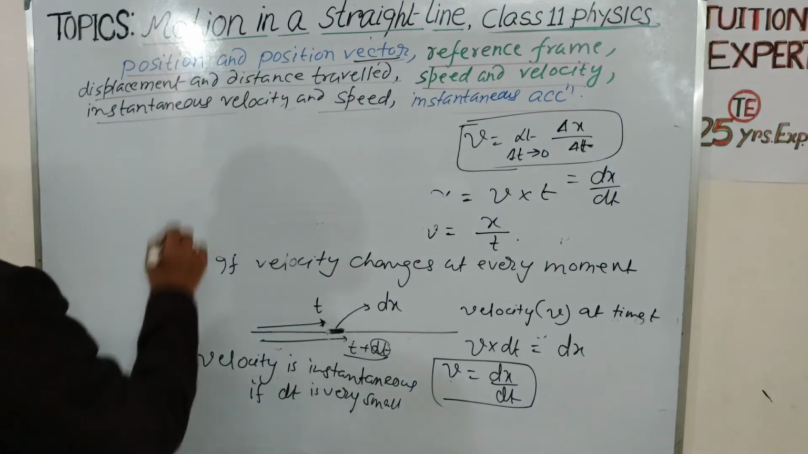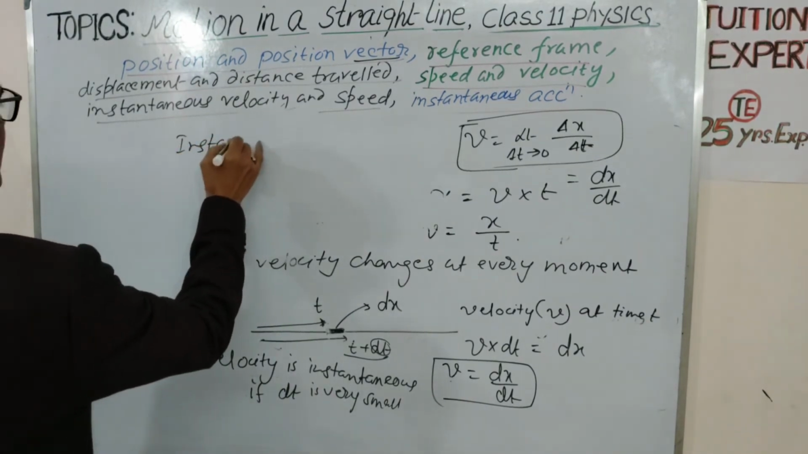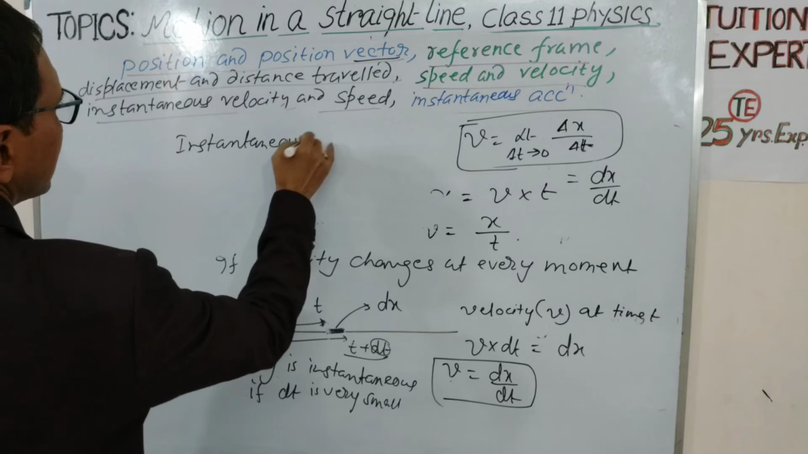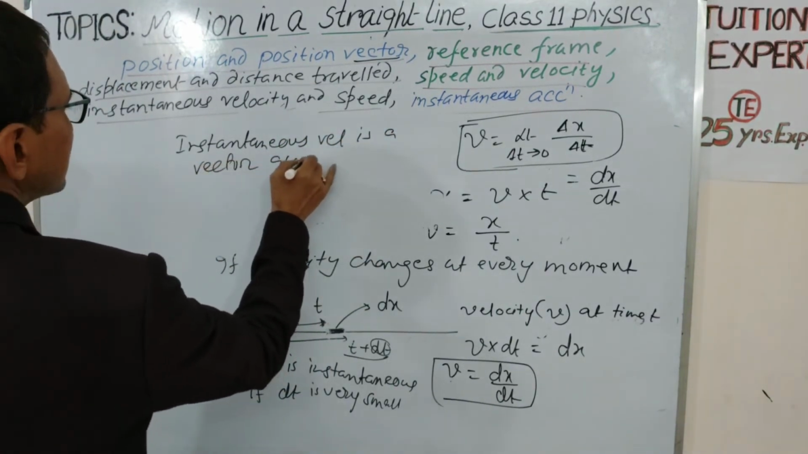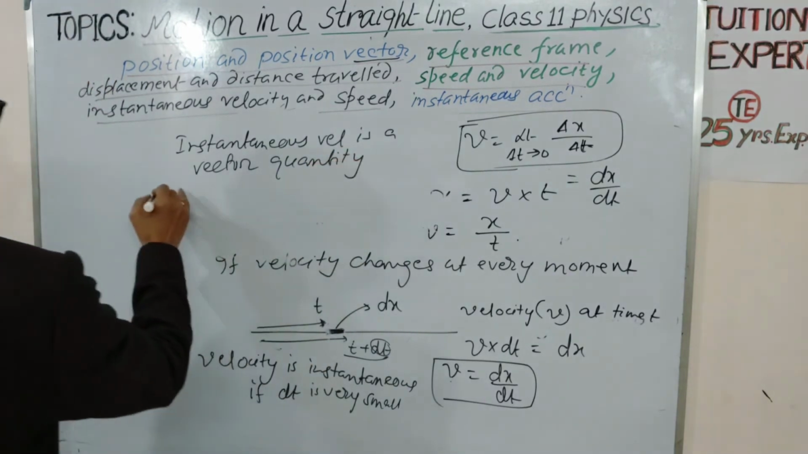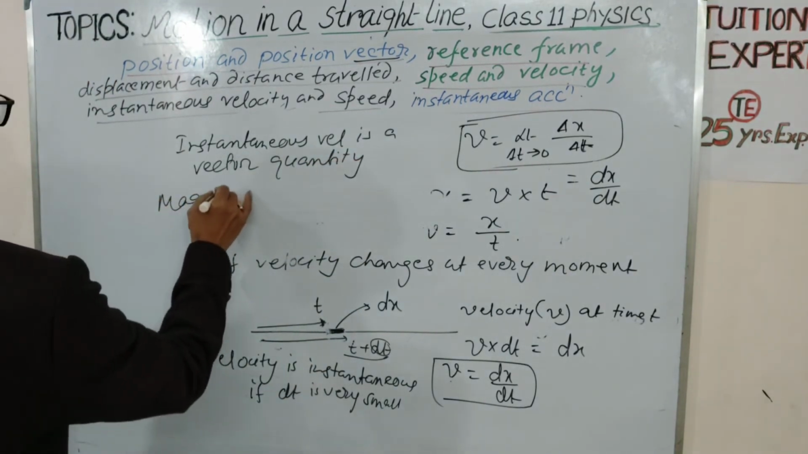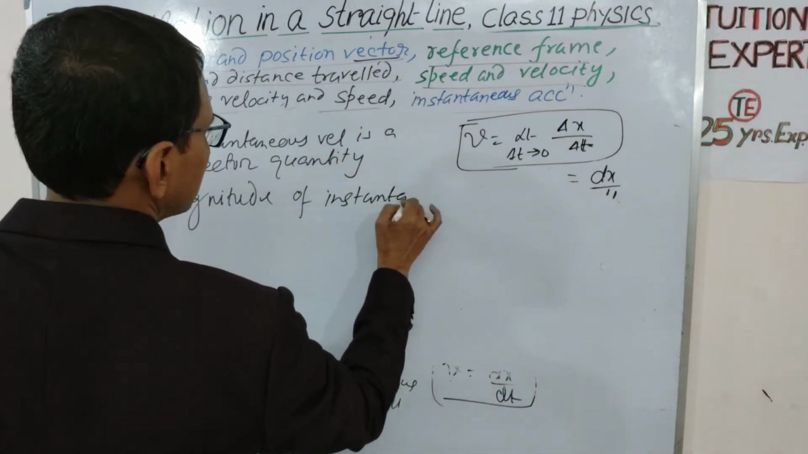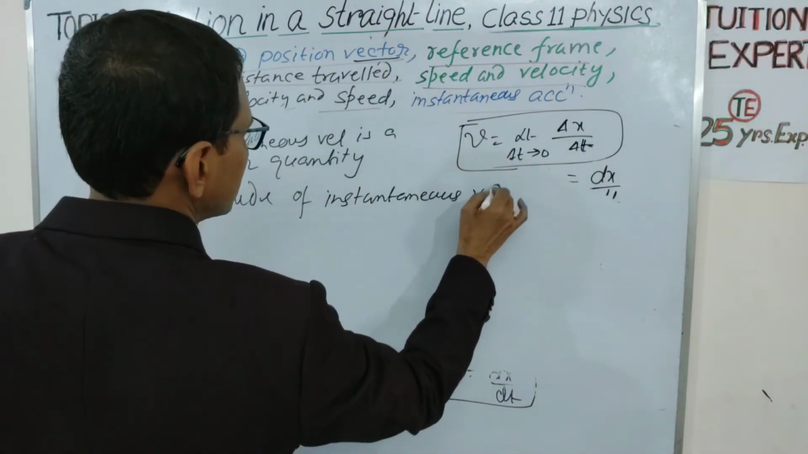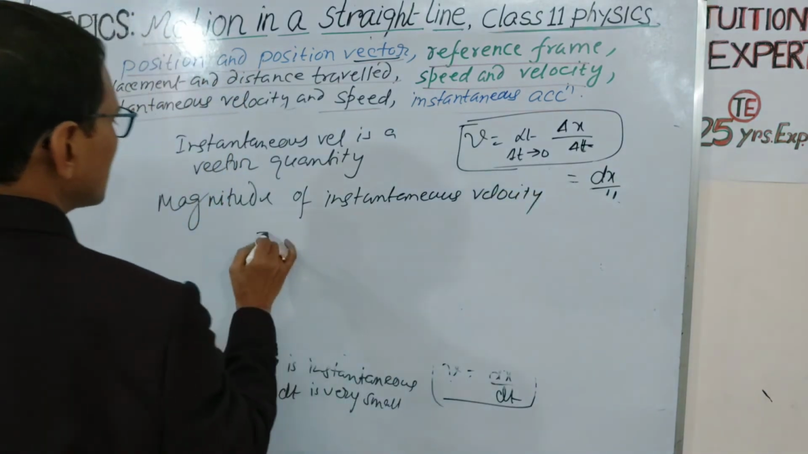Now instantaneous velocity is a vector quantity, and the magnitude of instantaneous velocity equals instantaneous speed.